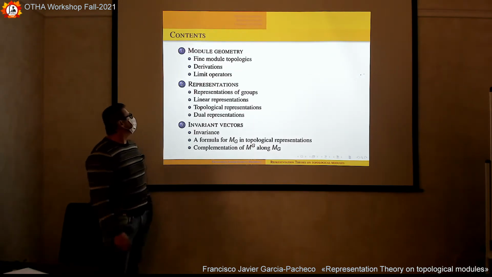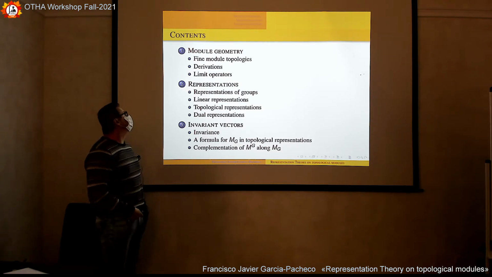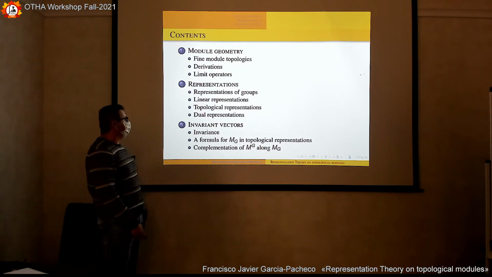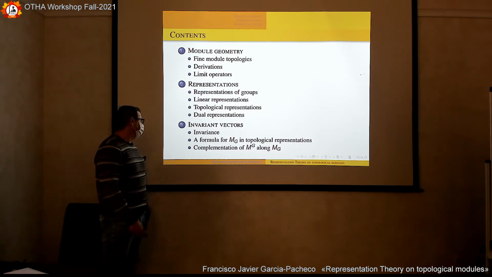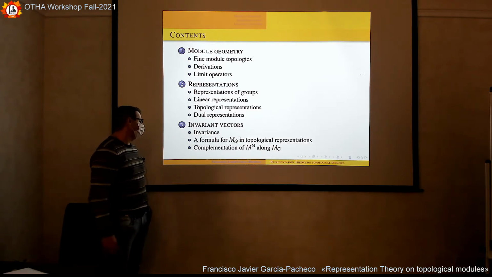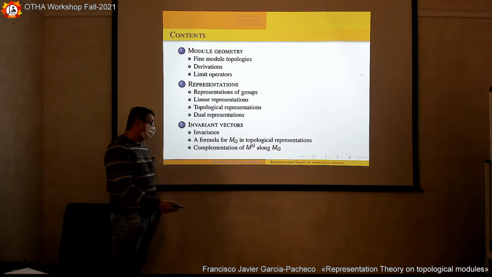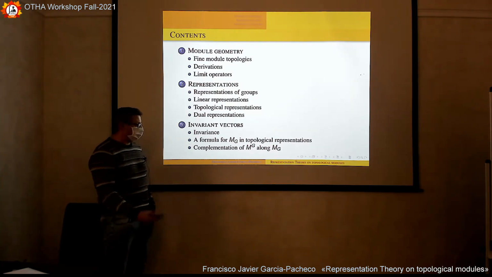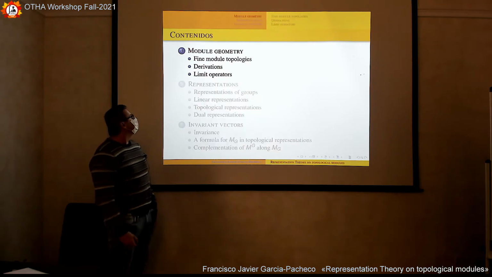So these are the contents of this talk. I'm going to talk about a little bit of model geometry, fine model topologies, derivations, limit operators. Then I will get into representations of groups, mostly linear representations, topological representations, and then finally I will talk about a famous problem in representation theory, which is the complementation of this submodel, or typically subspace, or in this scope submodel of invariant vectors.